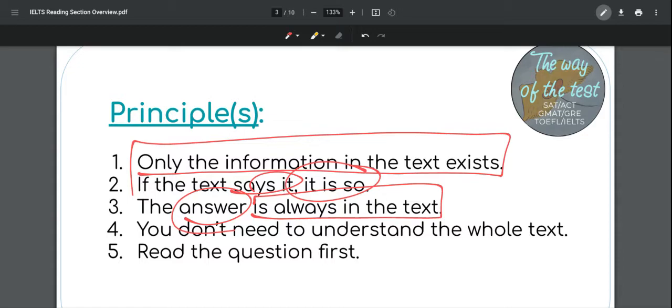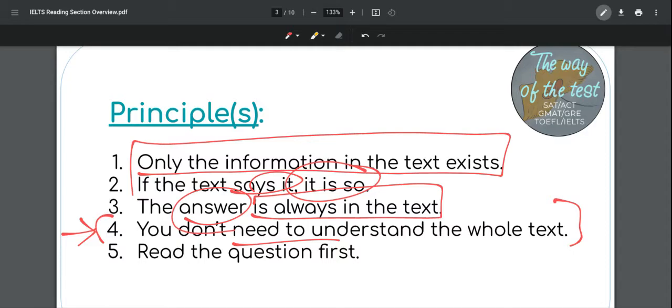The fourth principle is a very, very important principle. You don't need to actually try to understand the whole text. It is definitely a good thing if you understand it. Maybe it's an interesting topic for you, maybe you like reading a lot, maybe you are a fast reader or a fast learner. If you do understand it, good. But don't make an effort to understand the whole text, and definitely do not stop if you don't understand it.